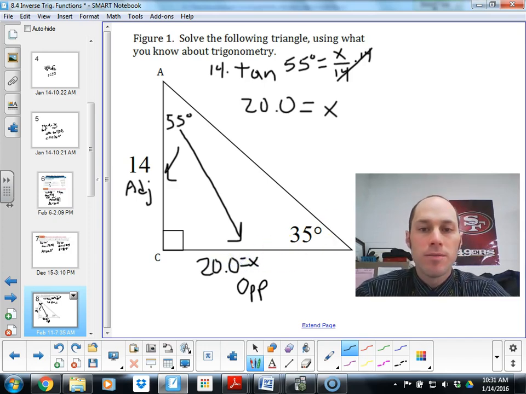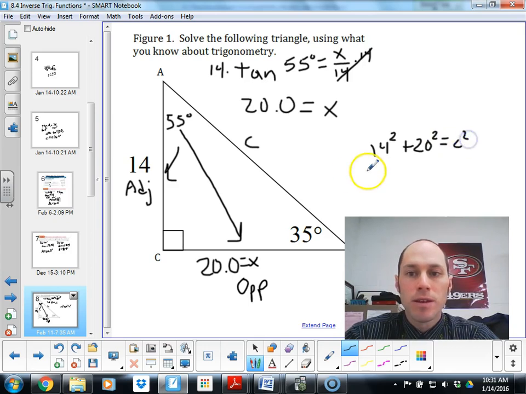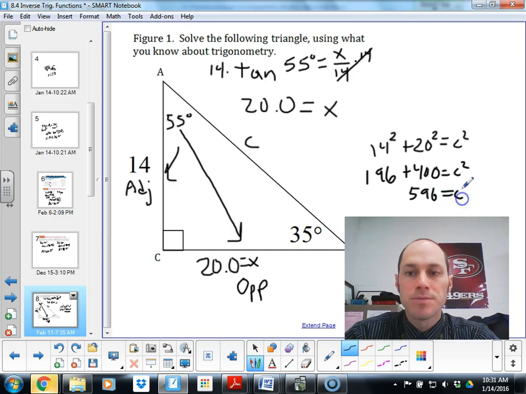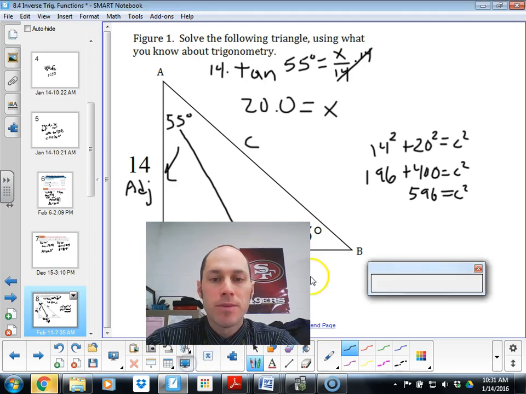Since it's a right triangle, one way is I could say a squared plus b squared equals c squared. So 14 squared plus 20 squared equals c squared. So 14 squared is 196 plus 400 equals c squared. Add those up, I get 596 equals c squared. And then I would take the square root of that.